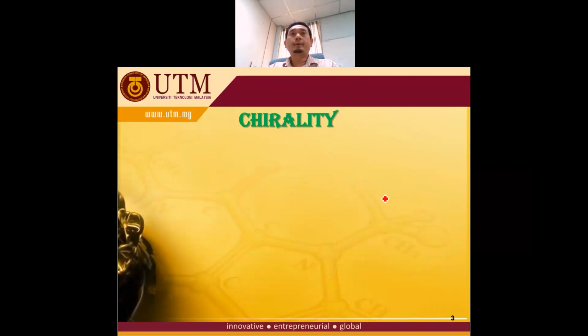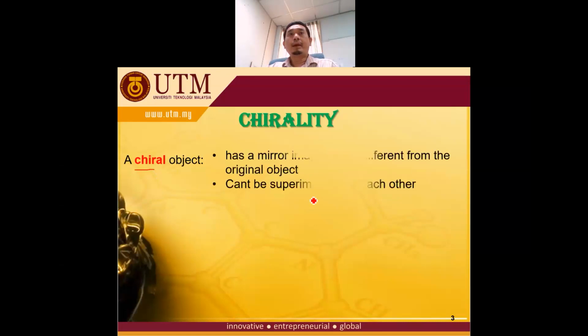First is chiral. What is a chiral object? There are a few important terms that you must understand. The first is chiral. A chiral object has a mirror image that is different from the original object. So the keyword here is mirror image. It is different from the original object, and it cannot be superimposed between original and mirror image.